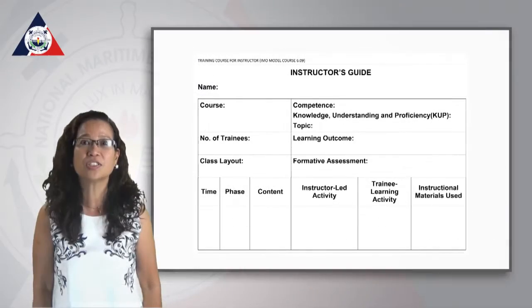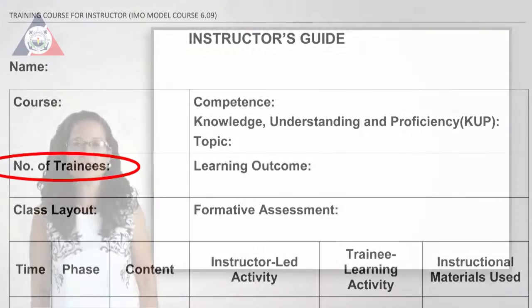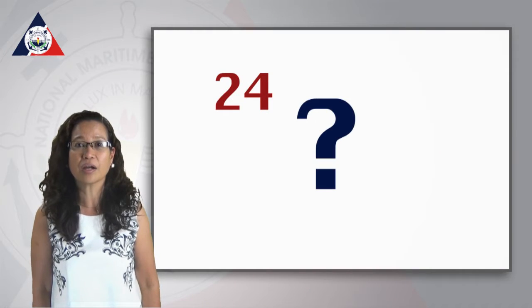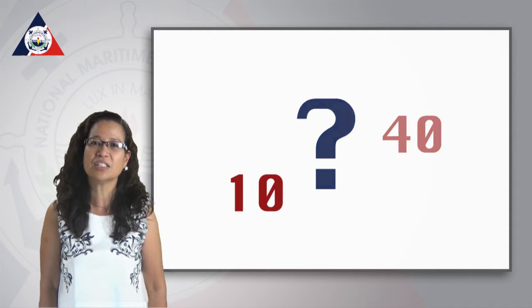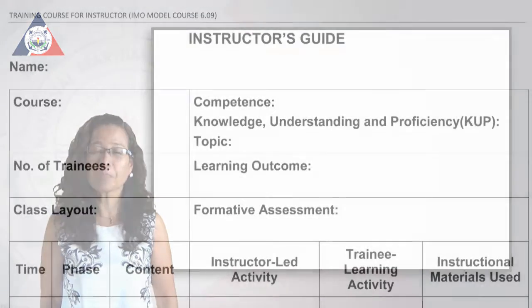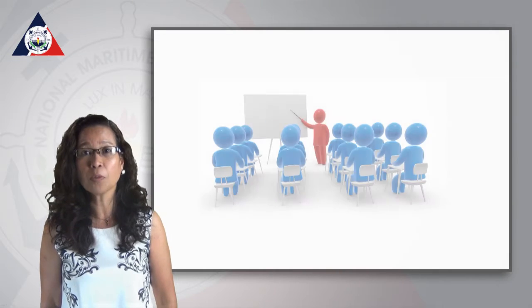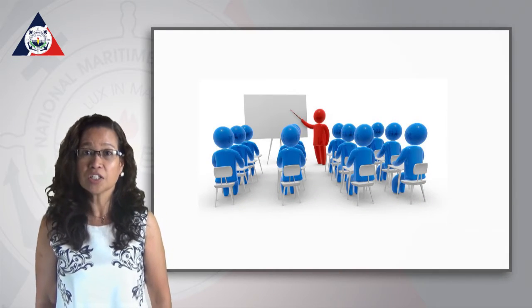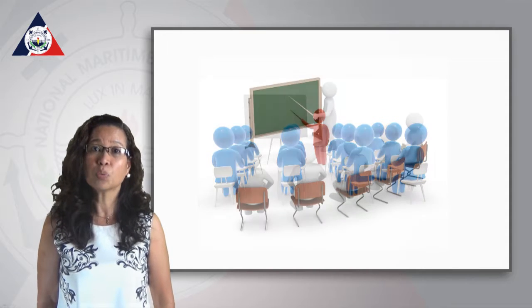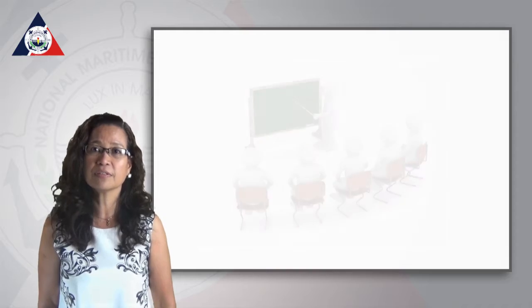You are likewise to specify details such as your target trainees and how many they are, or the course intake limitation. It is also important that you determine the class layout at the onset because it will help you facilitate learning and ensure interaction between you and your trainees and among the trainees themselves.